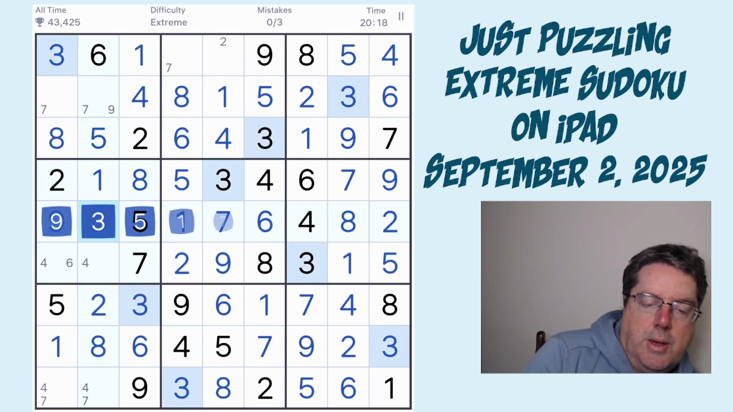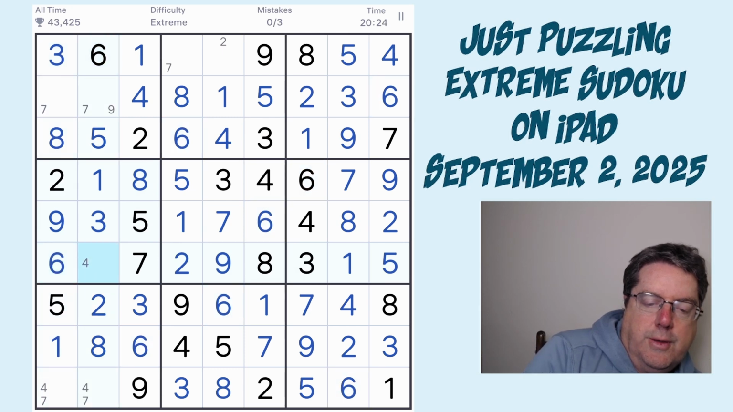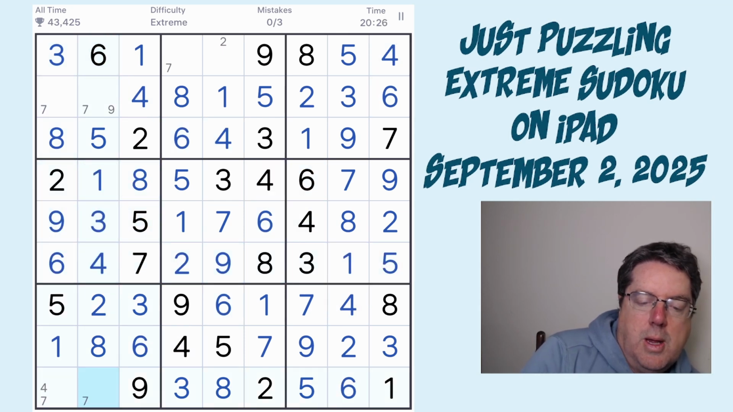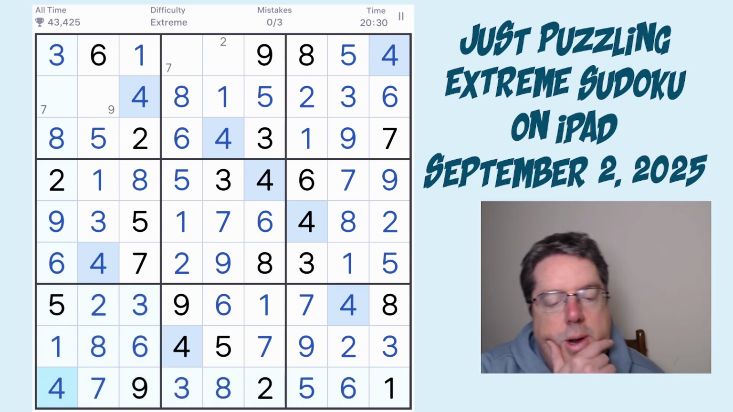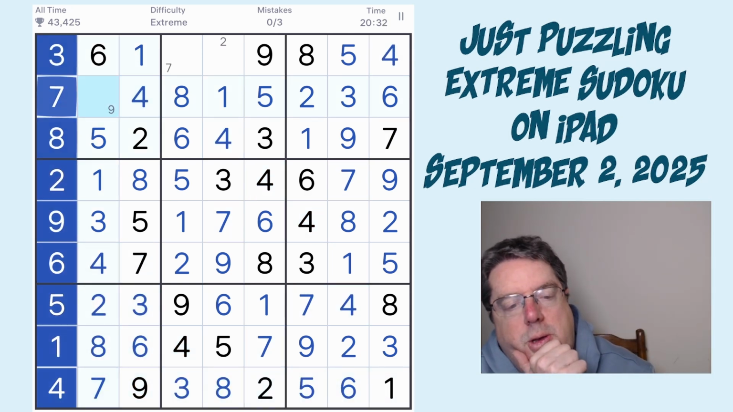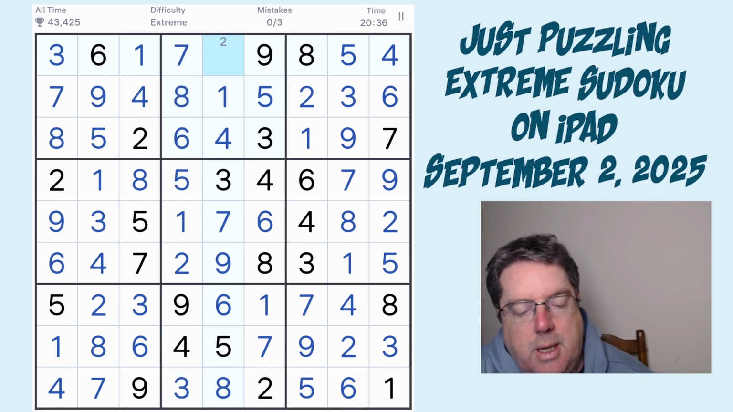To finish off this row I need a 3. 6 is here, so that's a 6, leaving this a 4 to finish off this box and row. 7 goes there, 4 goes there. Alright, coming up, 7 goes here, 9 goes here, 7 goes here, and 2 goes here.